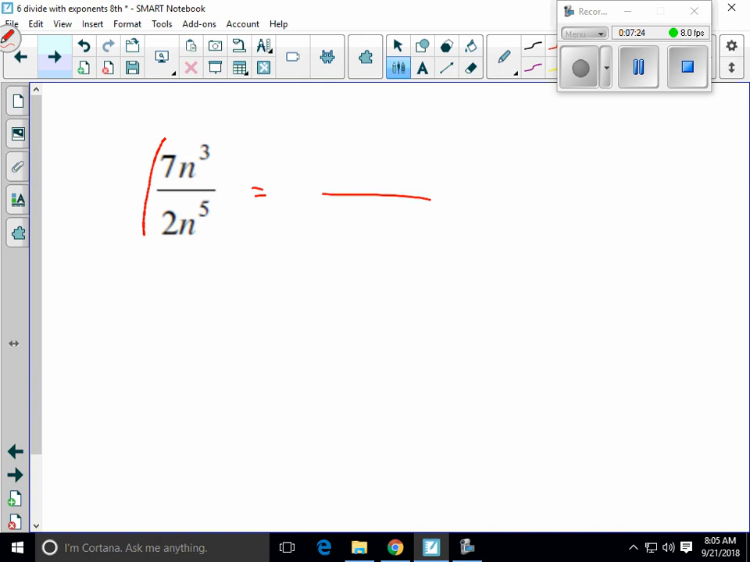Here I have 7 over 2. Nope, no common factors. I cannot reduce 7 over 2. I have n to the third in my numerator. I have n to the fifth in my denominator. Okay, so there are more n's in the denominator. N is going to stay in my denominator. And then 5 minus 3, subtract my exponents. 5 minus 3 is 2.